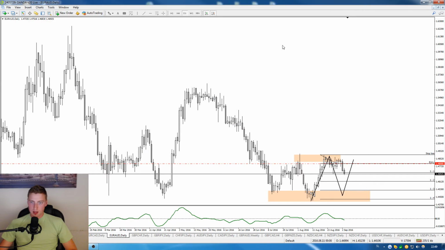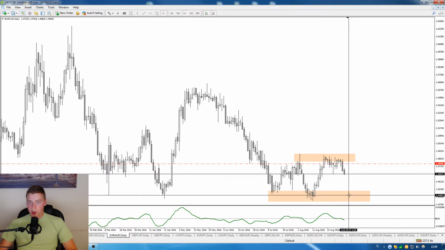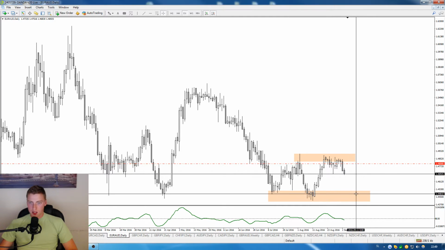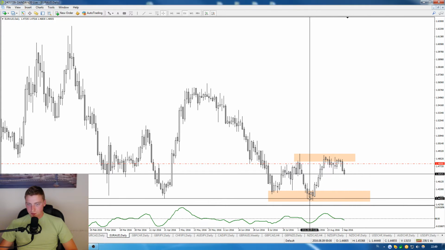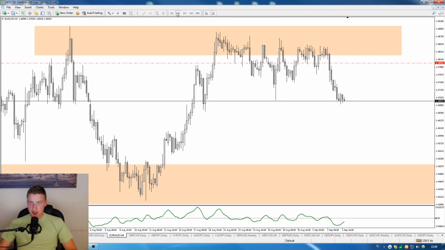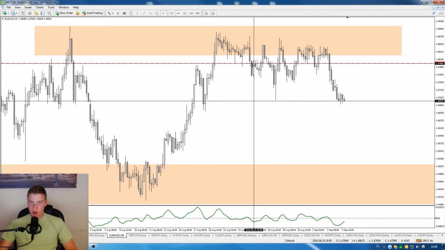Euro Aussie, I'm actually still shorting that. We're in some sort of a range right now. I mean, it's not confirmed yet, but when the price bounces from up here, then this range will be confirmed. I like three bounces. So that's it. I'm short from here.